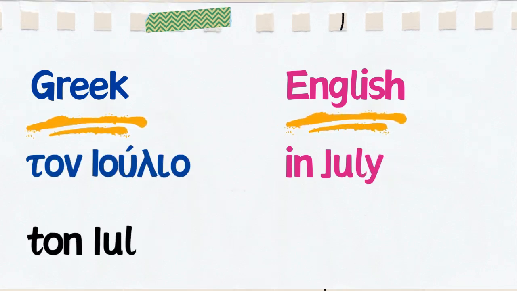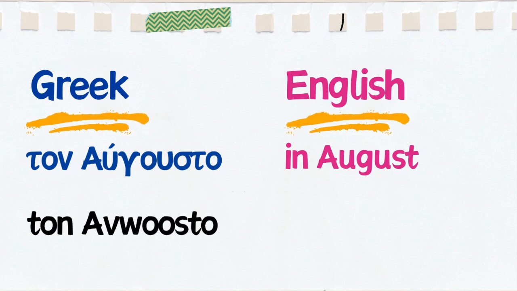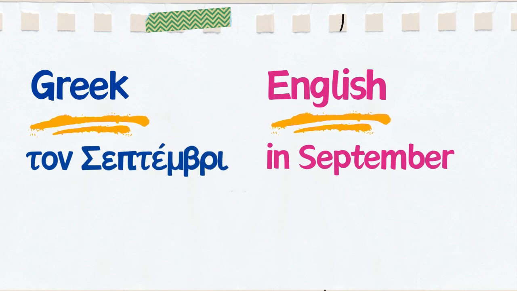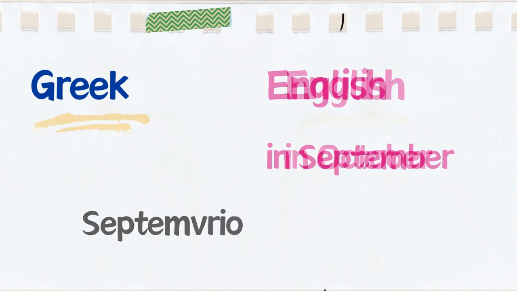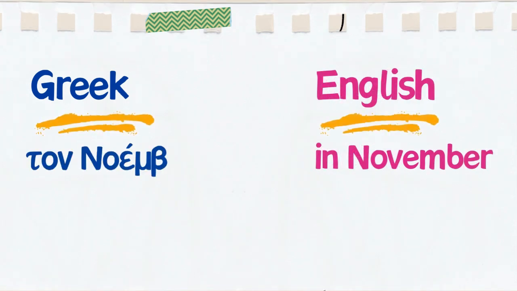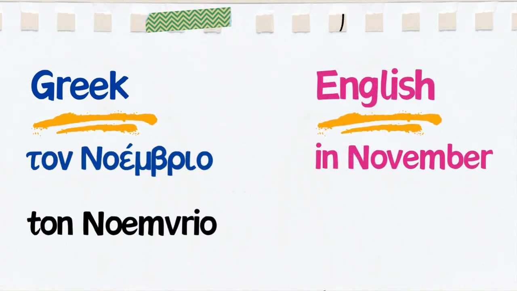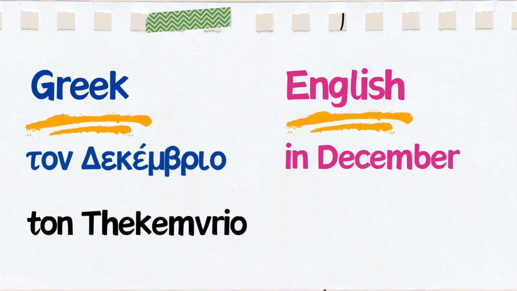Τον Ιούλιο, in July. Τον Αύγουστο, in August. Τον Σεπτέμβριο, in September. Τον Οκτώβριο, in October. Τον Νοέμβριο, in November. And τον Δεκέμβριο, in December.